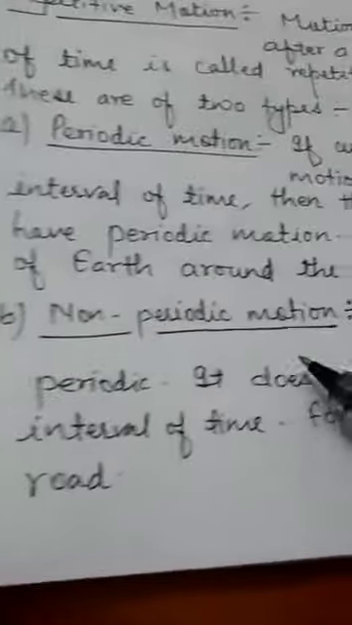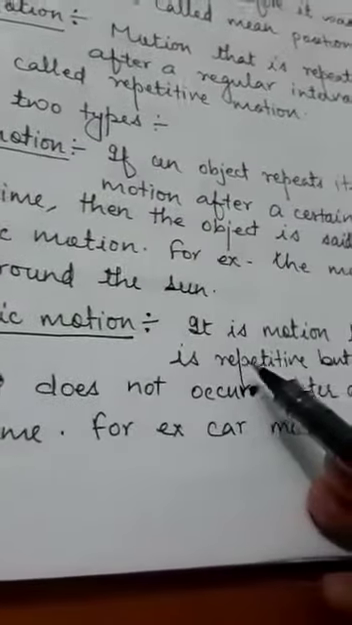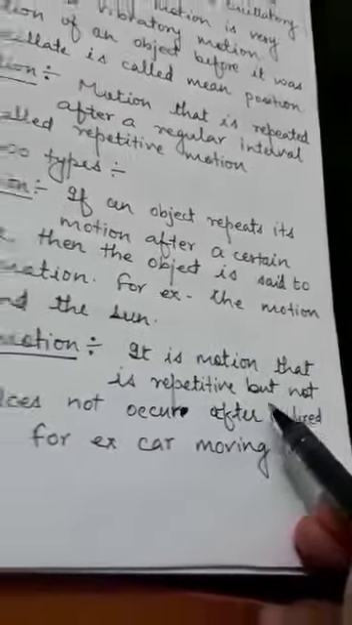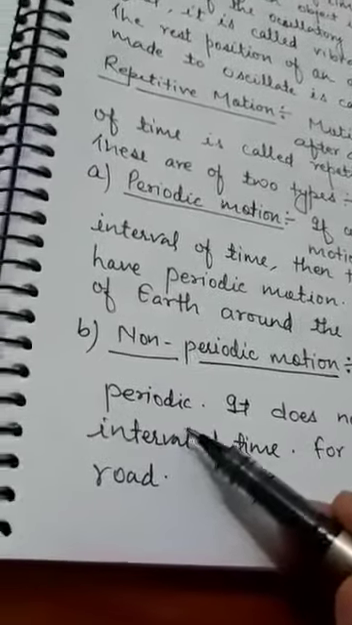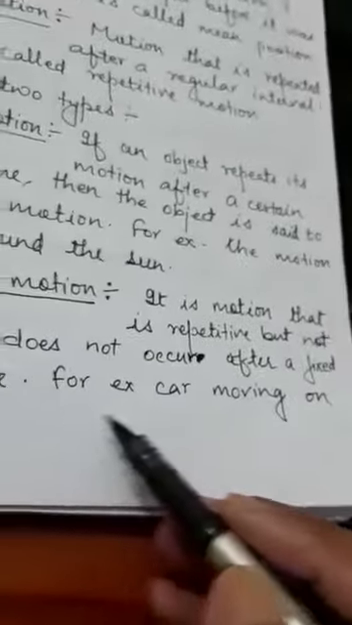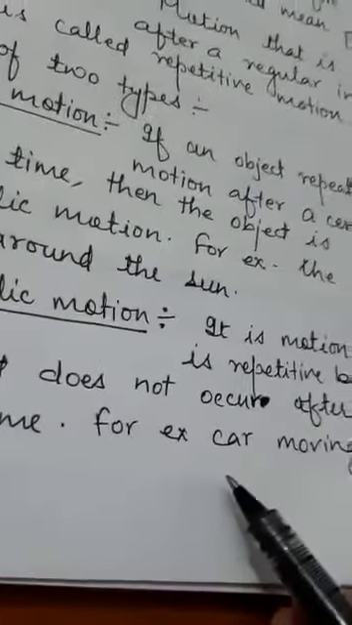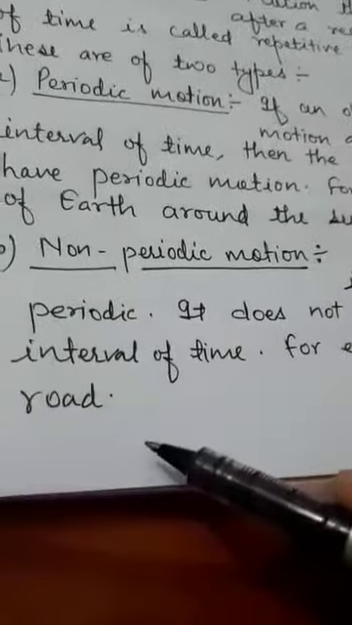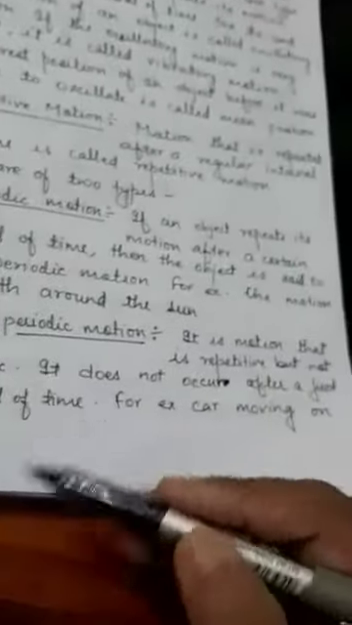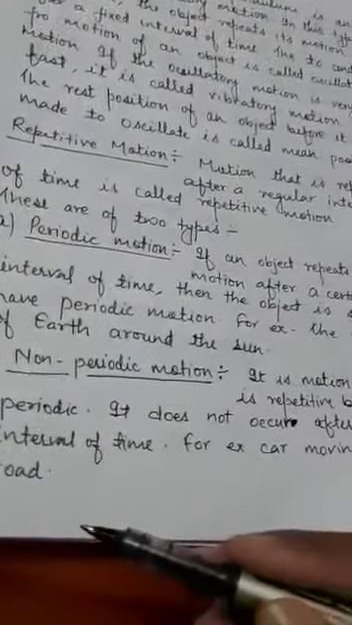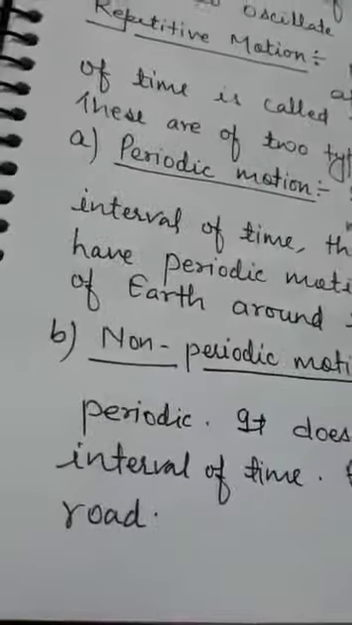Now, non-periodic motion. It is motion that is repetitive, but not periodic. It does not occur after a fixed interval of time. For example, a car moving on road. The wheel is moving in circular direction, but it will not repeat itself after a fixed interval of time. So it is non-periodic motion.